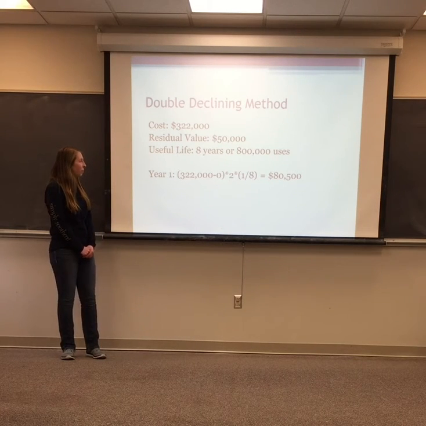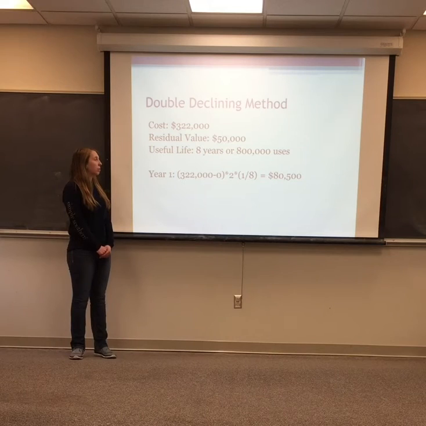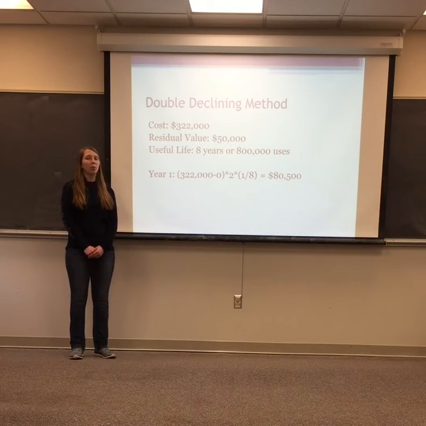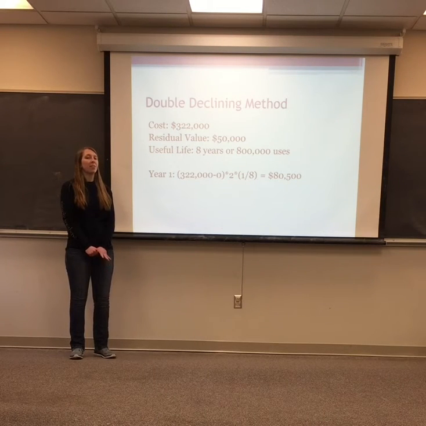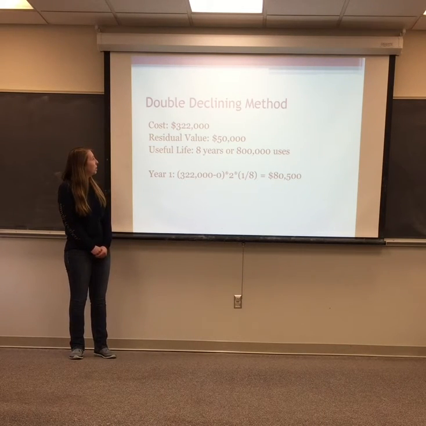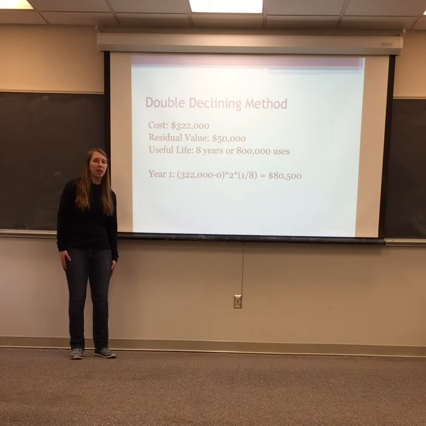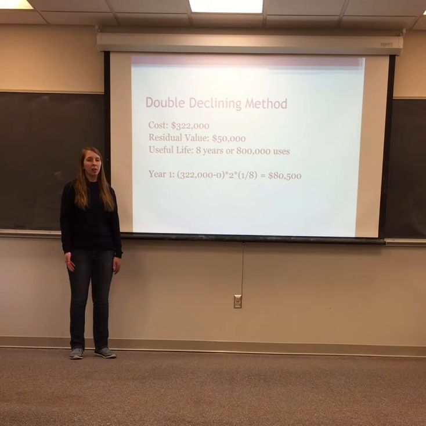So for our example, we take $322,000 minus 0, since we don't have accumulated depreciation in year 1, and multiply that number by 2, and then again by 1 over 8. That calculation gives us a total of $80,500. So this calculation is also different because it does change a lot. It starts off really high at the beginning because your equipment depreciates a lot more in the first year than it does in following years.